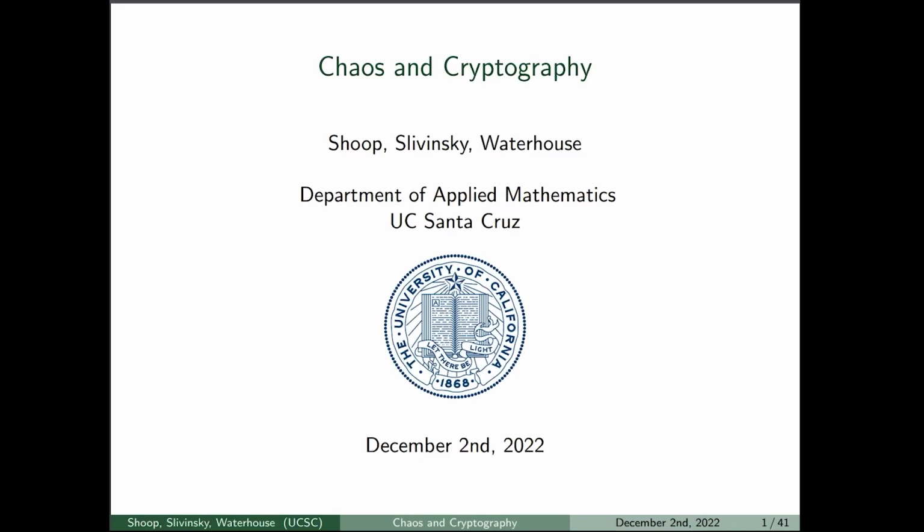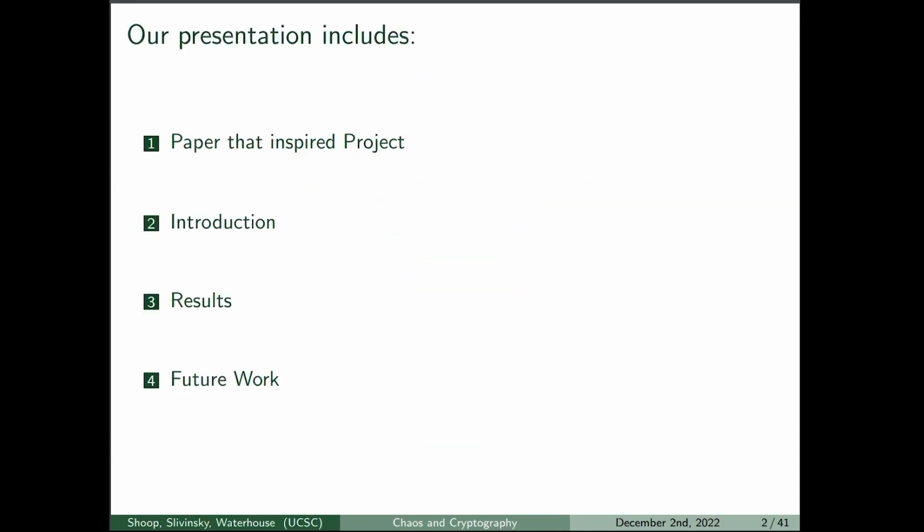Henry, Grayson, and I work together on this project. Our topic is chaos in cryptography, and this is our presentation. Our presentation includes the paper and the source that inspired our project. We have some introduction and background of some of the project materials. We have the results of our project implementation, and we have some future projects that could be explored.